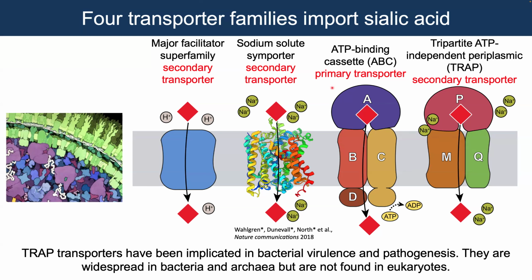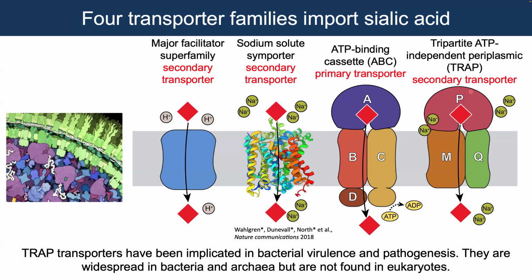These are a little bit different because these are primary transporters because they use ATP energy, so the hydrolysis of ATP, to drive the transport mechanism. But they also have a substrate binding protein that captures the substrate, in this case sialic acid, with high affinity, and transports it to the membrane to be transported through the membrane by these other domains here.